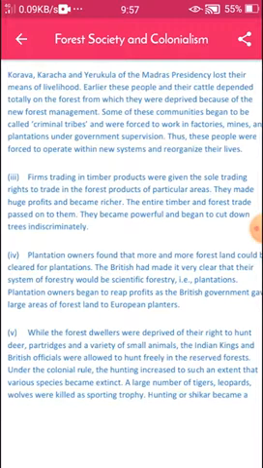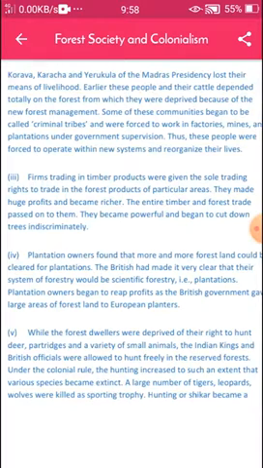Some of these communities began to be called criminal tribes and were forced to work in factories, mines, and plantations under government supervision. Thus, these people were forced to operate within new systems and reorganize their lives.